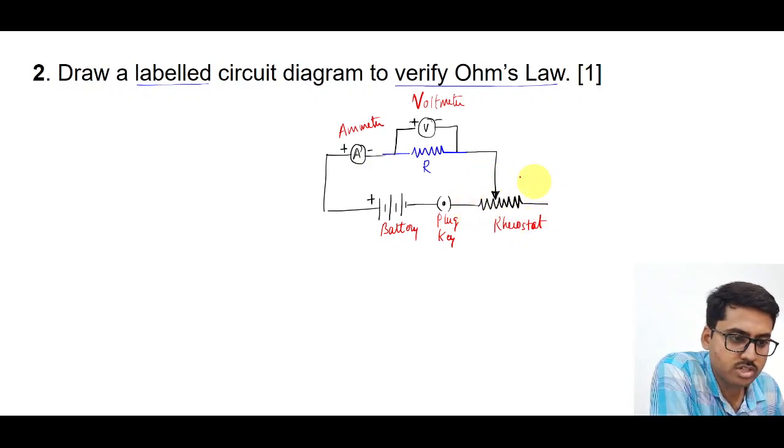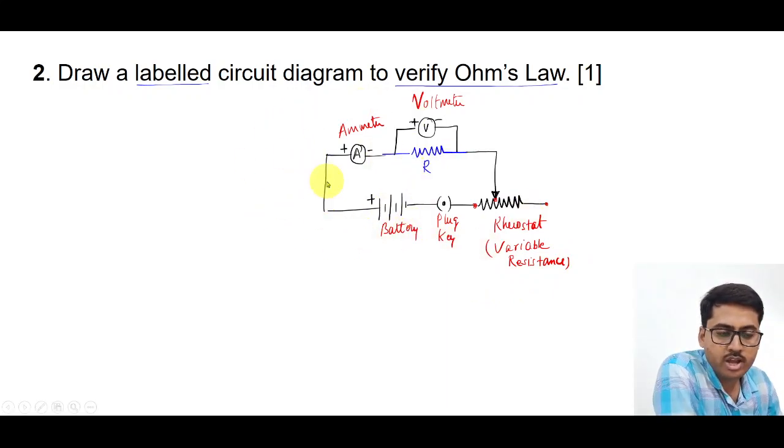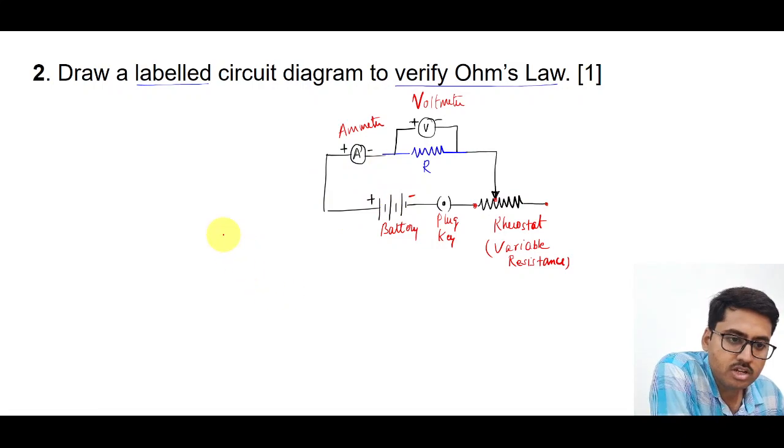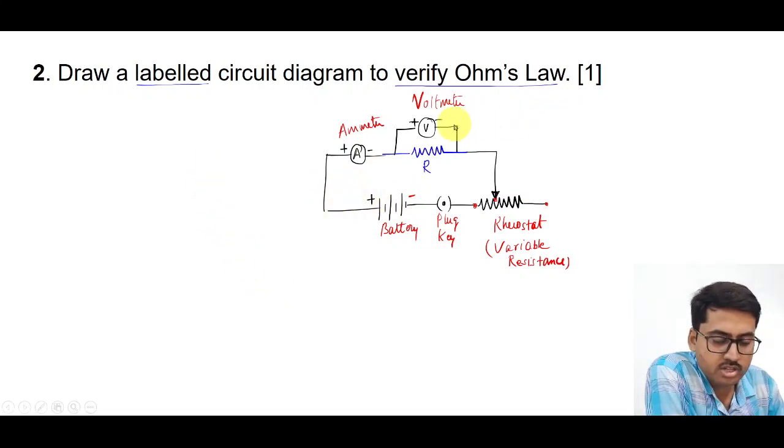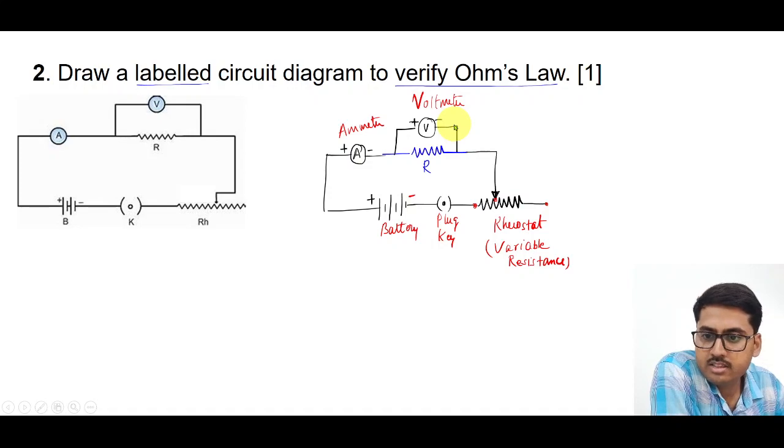Now, how does this rheostat look? If you remember, a rheostat is a 3-terminal device. This is terminal 1, terminal 2, and terminal 3. So we use two ends of the rheostat or the variable resistor to make the connection. Variable resistance. I hope this circuit is clear to you, and if you are drawing this circuit, this will be minus over here. You get 1 mark for drawing. The circuit is also shown over here in the schematic diagram. Now let's move to question number 3.